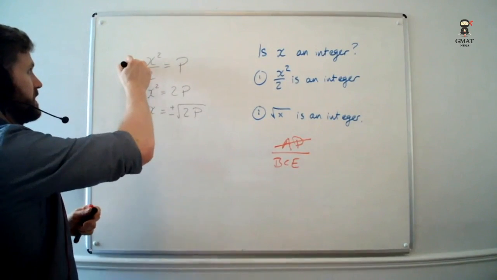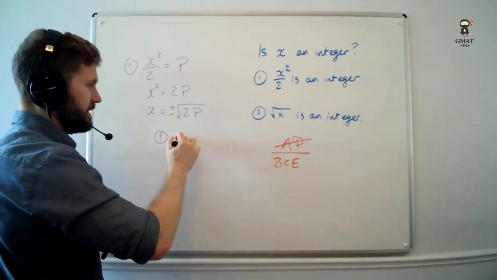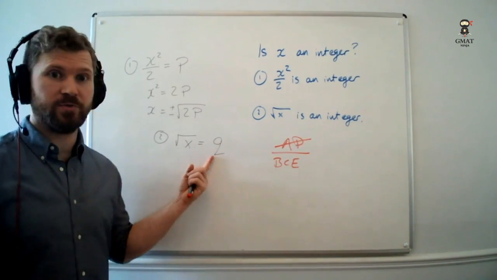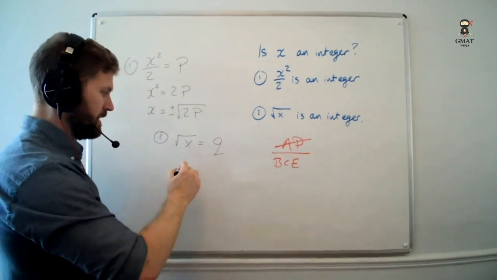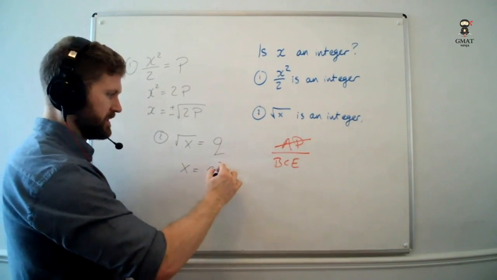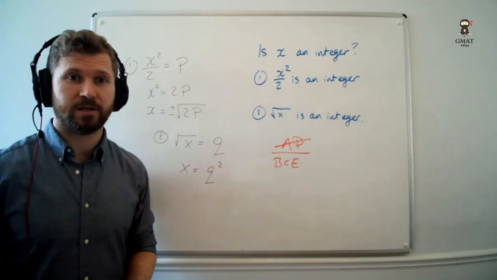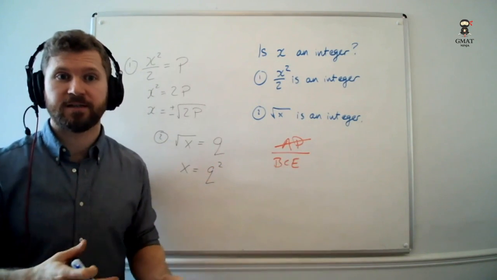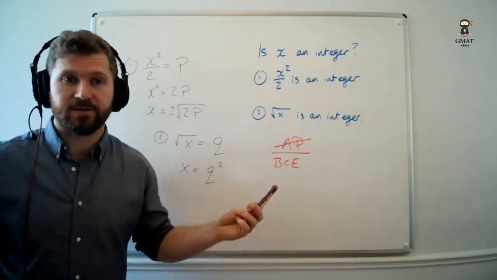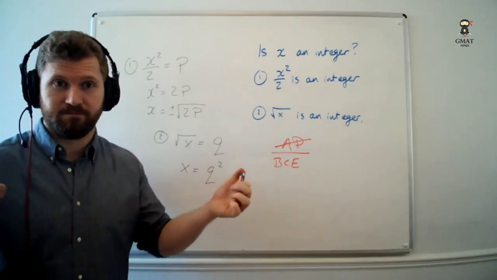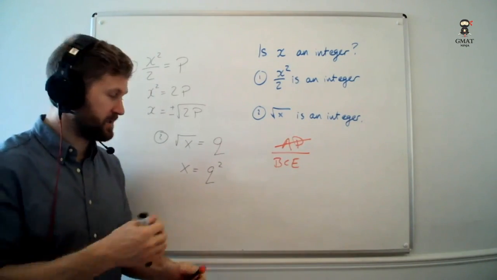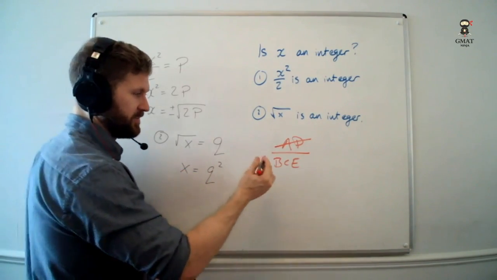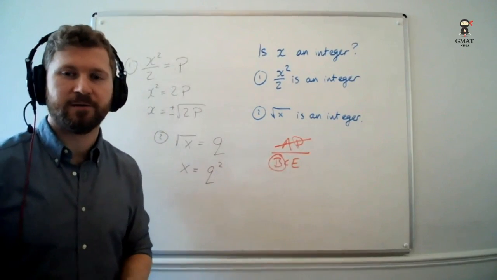Now we can do a similar thing with number 2. If the square root of X is some integer, again, I'll call that Q. We know Q is an integer because that's what this tells us. Well, then to get to X, I need to square both sides of this, and X is going to be Q squared. Now, take an integer and square it, and you're going to get another integer. Doesn't matter what it is. You can try it out if you like. Pick some numbers, give it a test. If you square an integer, you're going to get another integer. So we can say that this is definitely sufficient. And we're going to go for B there.